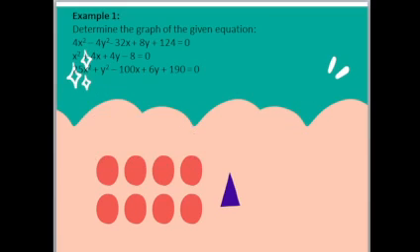Okay, example number 1. Determine the graph of the given equation. The first one is 4x squared minus 4y squared minus 32x plus 8y plus 124 equals 0. The second, x squared plus 4x plus 4y minus 8 equals 0. And last, 25x squared plus y squared minus 100x plus 6y plus 190 equals 0. So we're going to determine what the graph of that is. Is it a parabola, an ellipse, or a hyperbola?